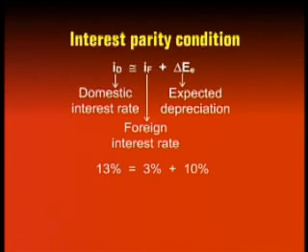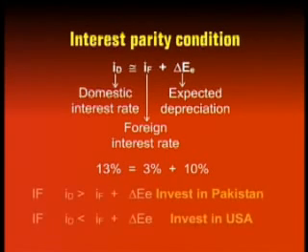Note that if this equality is not met, that is, if ID is greater than IF plus delta EE, then more people will want to invest in Pakistan, because Pakistan is offering a higher return adjusted for depreciation. Whereas if ID is less than IF plus delta EE, then money will go out from Pakistan to the US, because the local interest rate is not compensating investors enough to make up for the foreign interest rate and the depreciation in the exchange rate.